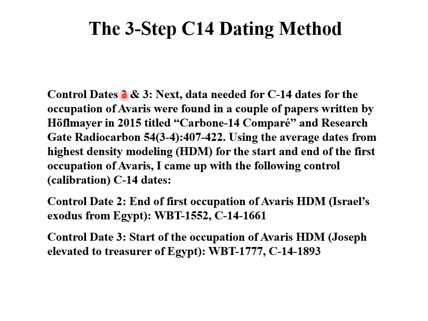Using the average dates from high density modeling, HDM, for the start and the end of the first occupation of Avaris, I came up with the following control or calibration C14 dates. Control date 2, the end of the occupation at 1661, was the average date from the high density modeling of the carbon-14 tests that were taken at that time, the first occupation of Avaris, and then that was the end, and then the start, we came up with 1893. Okay, so now we have our average dates from high density modeling for the three control dates.